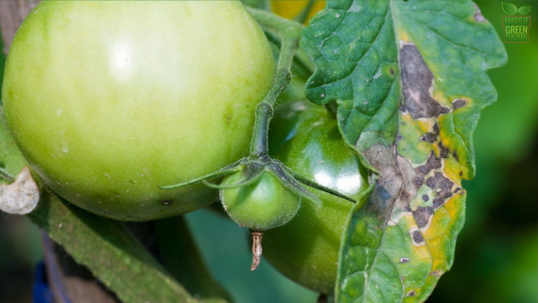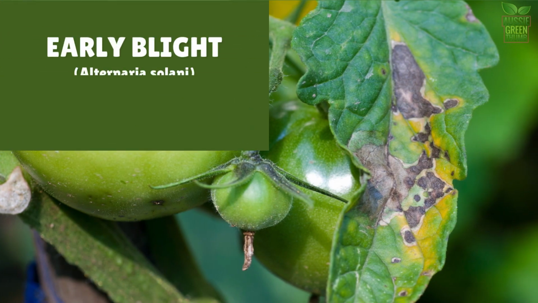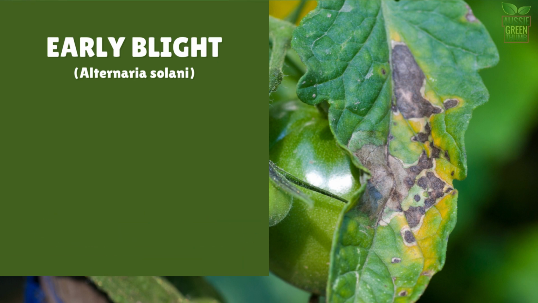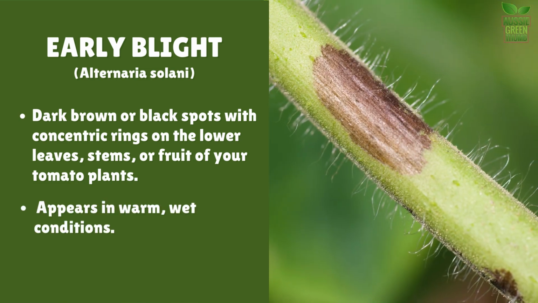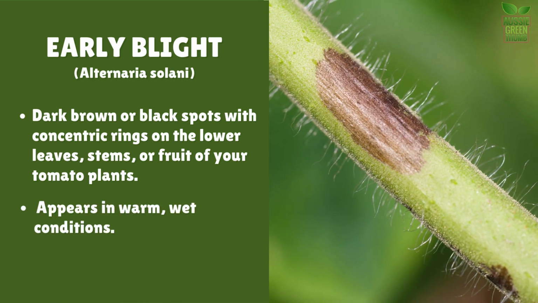First in the list of tomato diseases is early blight, which is caused by fungi. If you notice dark brown or black spots with concentric rings on the lower leaves, stems, or fruit of your tomato plants, it's likely a fungal infection. It typically appears in warm, wet conditions and can spread rapidly if left untreated.